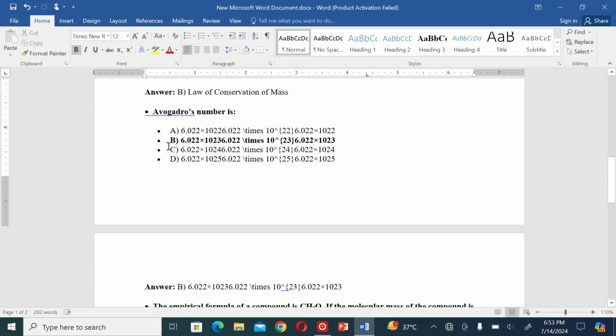Avogadro's number is... B is the correct option.